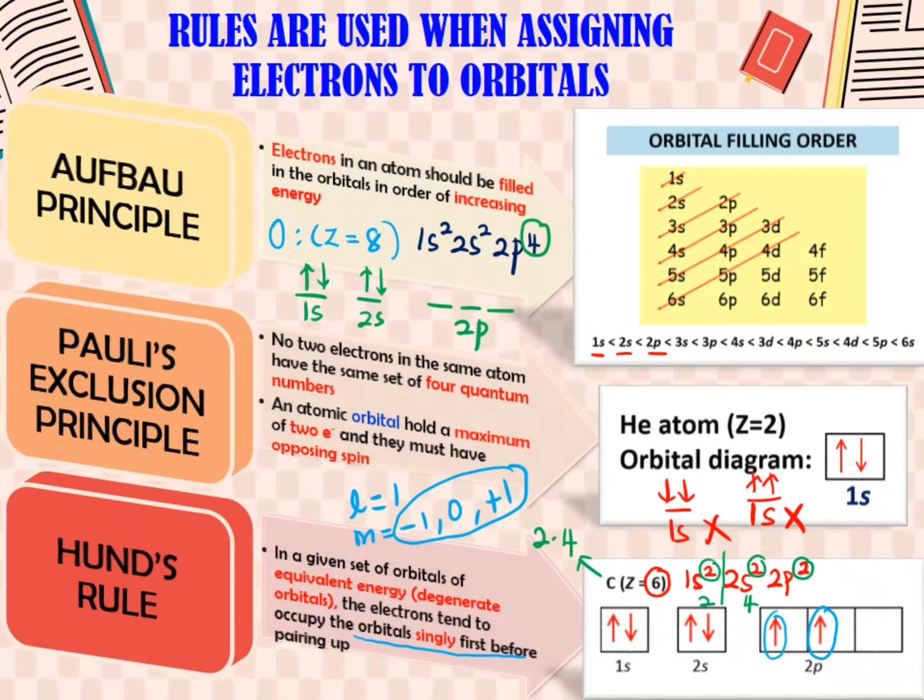So, cara you isi dalam 2p orbital, you need to follow Hund's rule. Fill in singly first like this. 1, 2, 3, 4. Baru kita terbalikkan dia, baru pairing up. 4. Like this. So this is how you write the electronic configuration or orbital diagram by using these 3 rules. Tolong faham ya 3 rule ni untuk you apply dalam electronic configuration and orbital diagram.